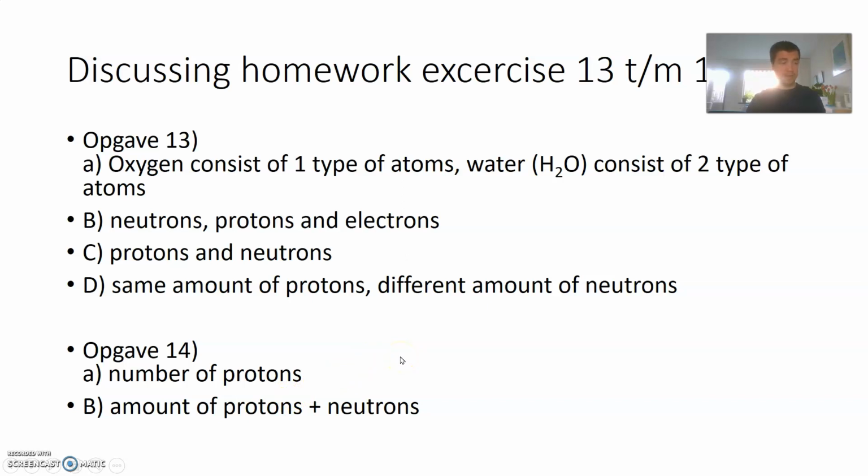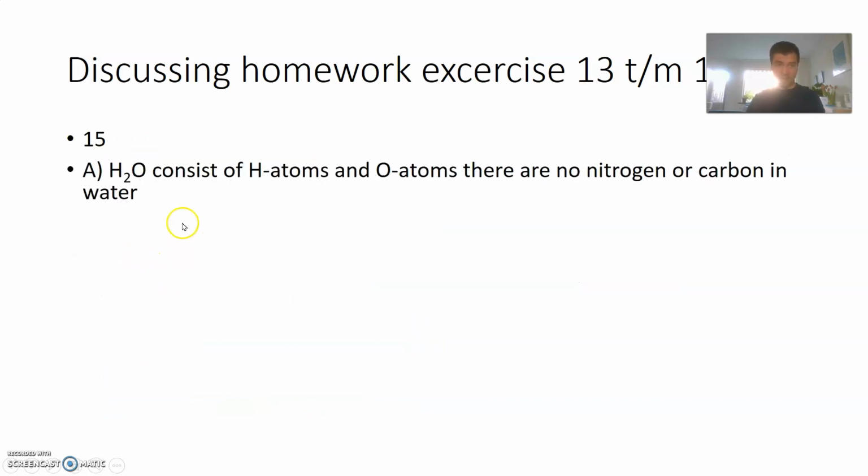Question 15. The Hoffman apparatus can be used to decompose water. One tube then contains hydrogen gas and the other tube contains oxygen gas. Explain why hydrogen and oxygen are generated while water is broken down and not, for instance, nitrogen or carbon. It's not that hard. H2O, water, consists of H atoms and O atoms. There are no nitrogen or carbon in water molecules. Nitrogen is the N and carbon is C. So that's not possible when H2O is decomposed that there will be nitrogen or carbon. Only H and O atoms.